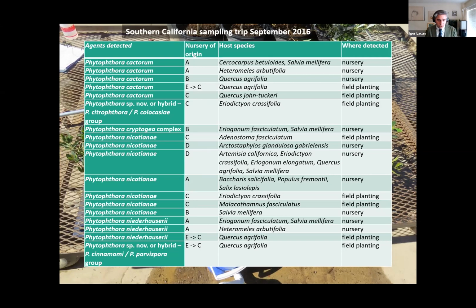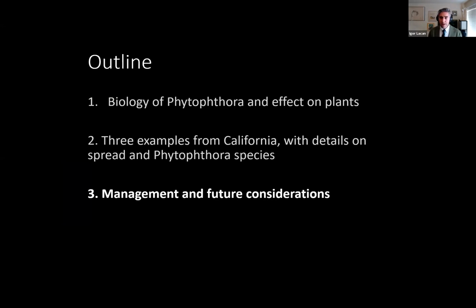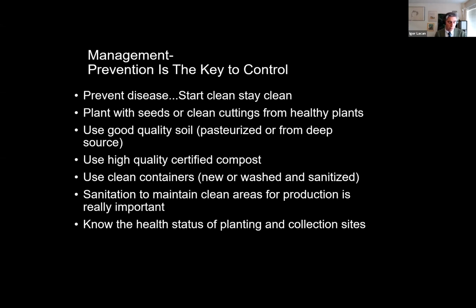So let's just finish up by talking a little bit about management. Well, prevention, as you might imagine by now, is the key to control. So if you are growing nursery plants, the key thing is to start clean. You start with clean planting stock, and then you follow the best management practices in the nurseries to keep that stock clean. And some of these practices are on here, and I'm not going to read this. I'm kind of leaving this for reference.